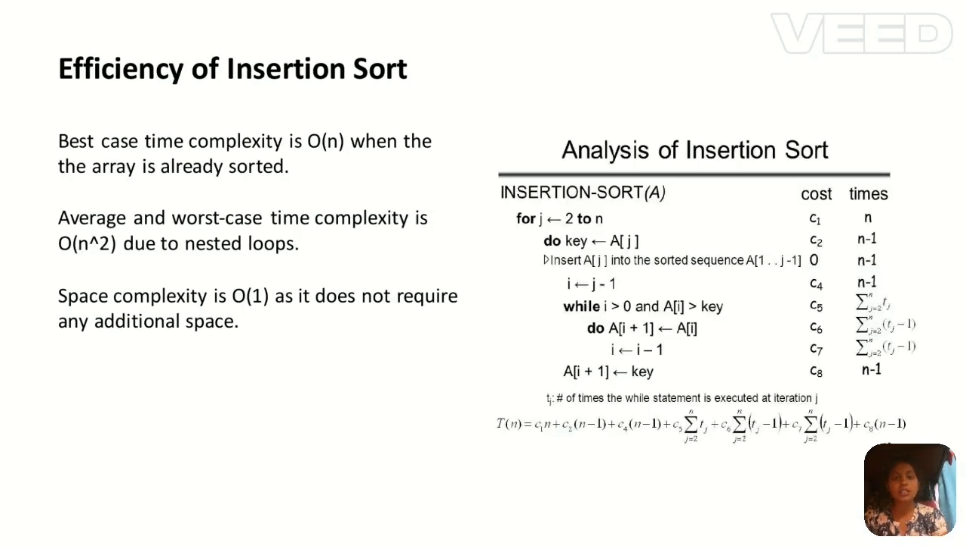So, efficiency of the insertion sort. The best time complexity is big O of n when the array is already sorted. The average and the worst case time complexity is big O of n to the power of 2 due to the nested loops. The space complexity is big O of 1, as it does not require any additional space.